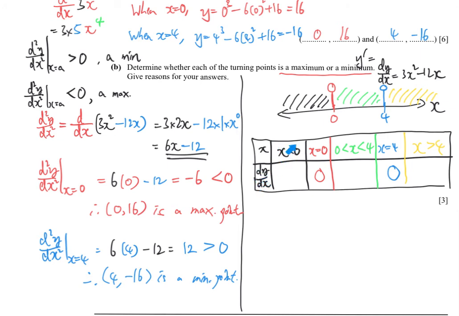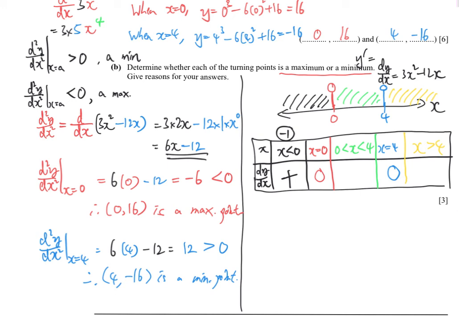We just pick any number that satisfies x less than 0. I will pick x equal to negative 1, and substitute it into the first derivative. Using the calculator, you will get 15, I think. Anyway, it is positive. I'll just put a positive here.